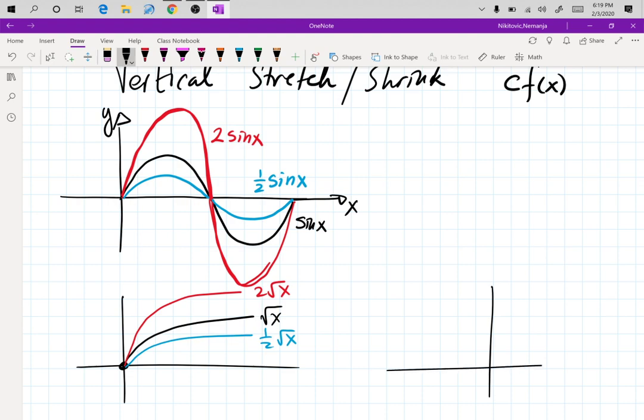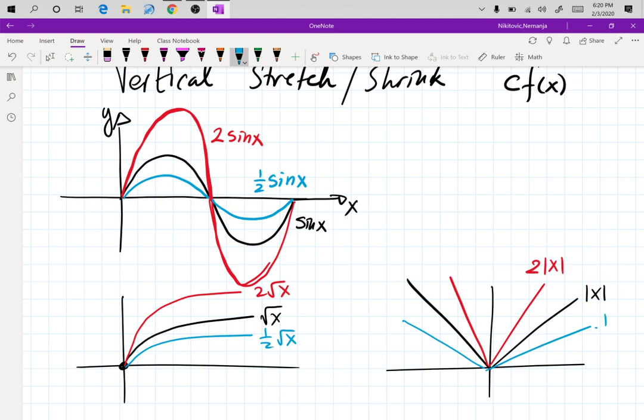Absolute value, which is at 45 degrees, would go up for 2 absolute x, and then would go like this for half absolute x. So when you multiply a function by a number, it makes it grow, what we call amplitude, or it shrinks it. Now, when you draw these things, you just eyeball them.